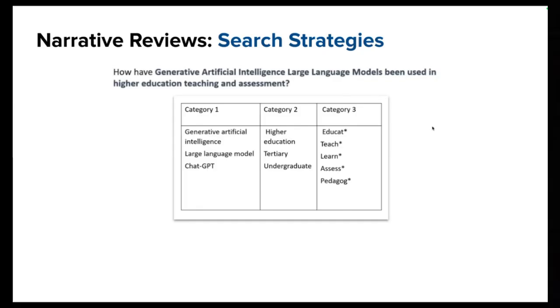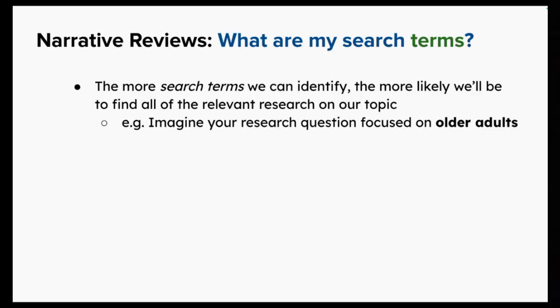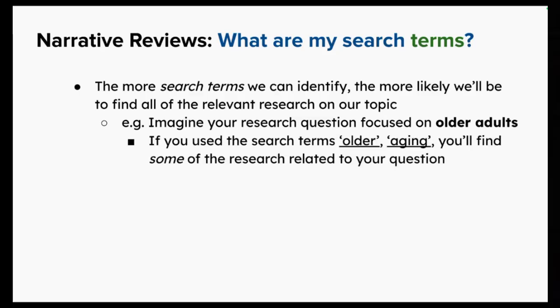But I just wanted to model out really what I mean when getting rid of those filler words and identifying what are really the core constructs of your research question that are going to help you find the relevant research in the databases. So the more search terms that you can identify, the more likely you'll be to identify all the research on the topic. So as an example, imagine your research question is focused on older adults. If you use the search terms older and aging, which is great, you're going to find some of the research because those are reasonably common keywords, but it's very possible that there's a lot of research out there that doesn't necessarily use those precise terms or those precise words.